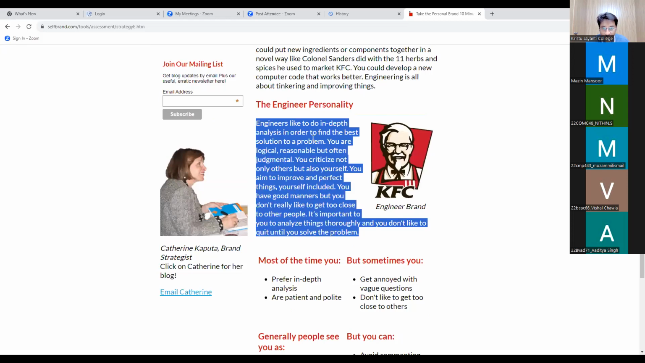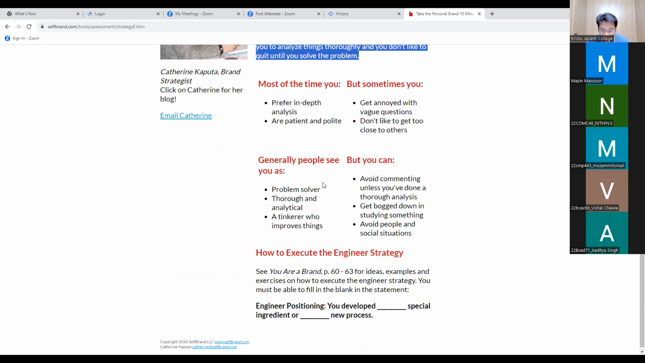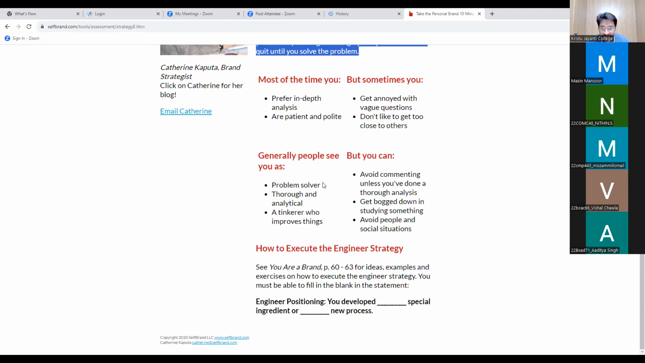KFC brand. People, if you look at your personality stream, you can carefully go through this. Most of the time you, but sometimes you. They would have given a clear picture about what type of position or what type of personality you are.